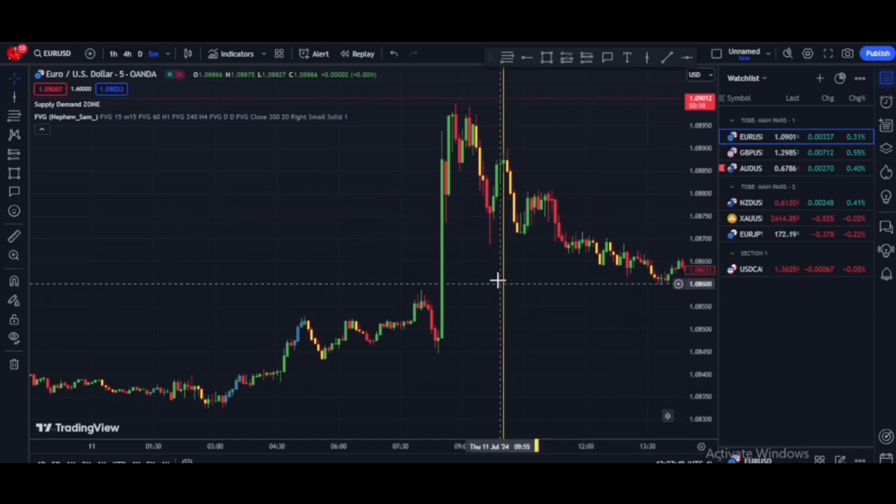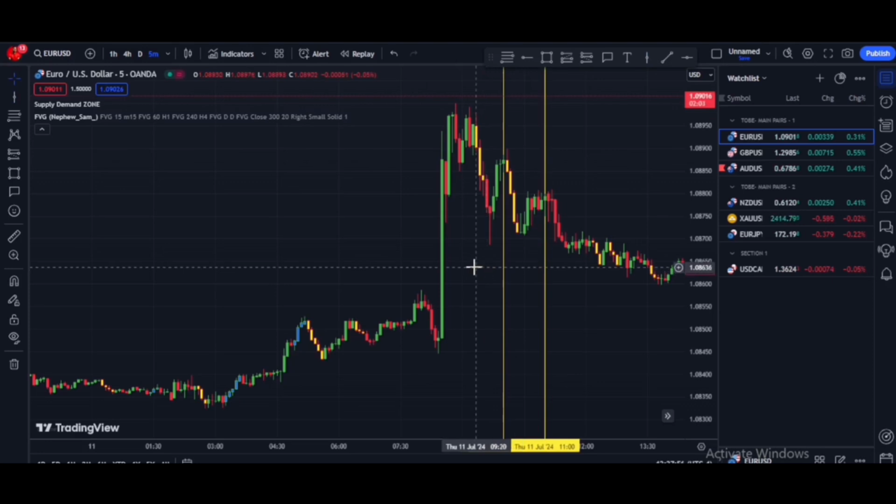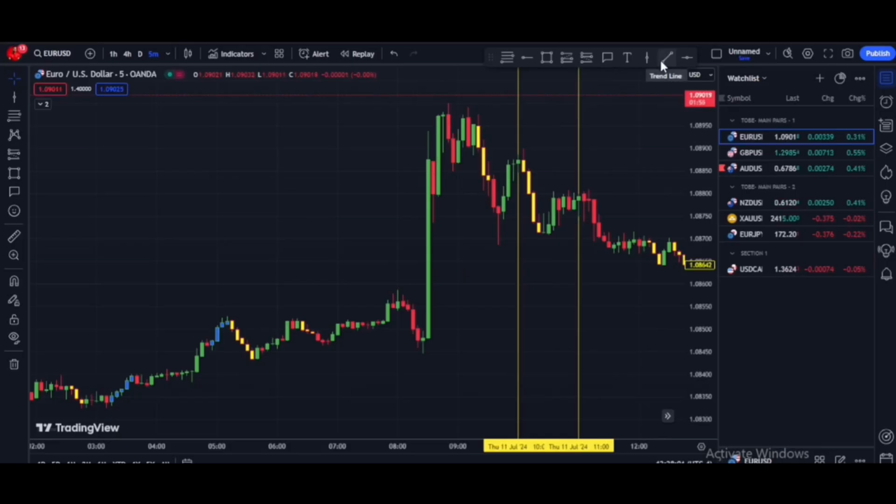Now, plot your vertical line at 10 a.m. and 11 a.m., which is around here. What you want to do is look for the most recent manipulation in price. Well, not quite manipulation, I would call it a liquidity grab. As you can clearly see, there's a strong momentum to the upside here. Price made a very simple retracement, and let's plot that out.